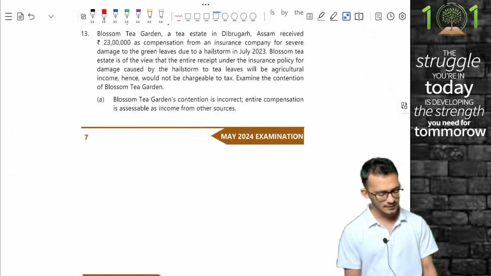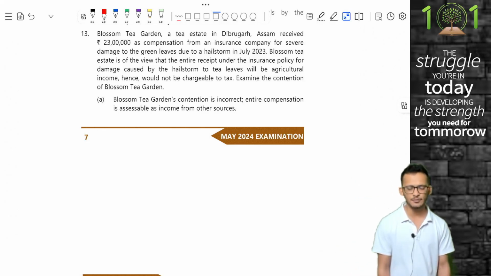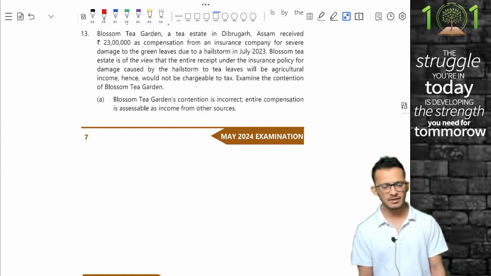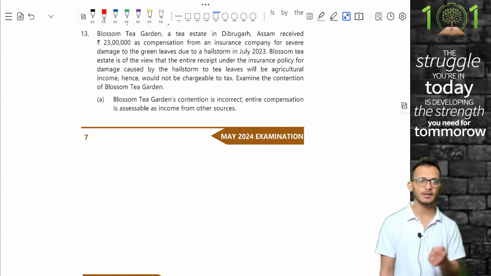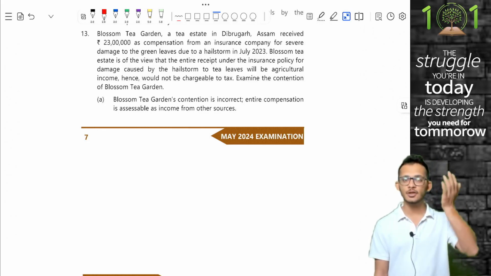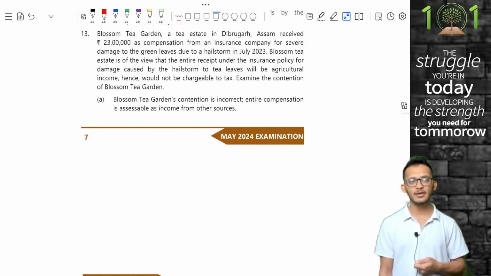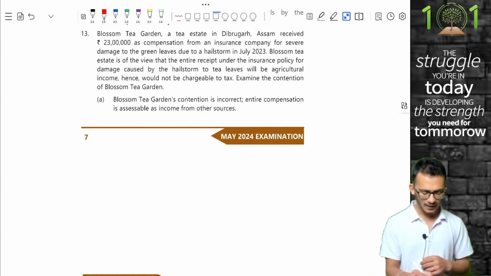Let's look at the MCQs and then figure out what the right answer is. Option A says Blossom Tea Garden's contention is incorrect, and the entire compensation will be taxable as IFOS. I don't think so. Understand, the compensation which you have received is against the sale of your products. It is as good as you having sold your products to the insurance company, for which the insurance company has given you money. Will it be taxable as IFOS? Definitely no. I don't see this as the right answer.